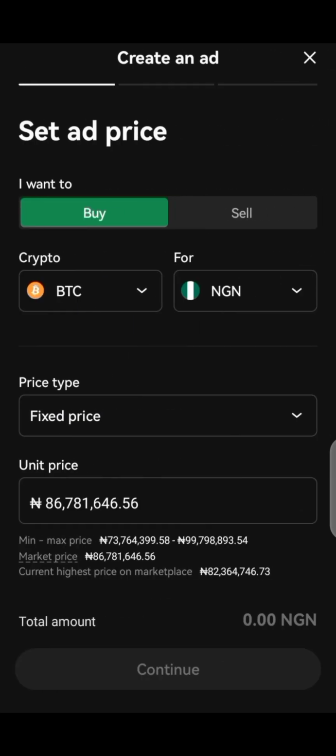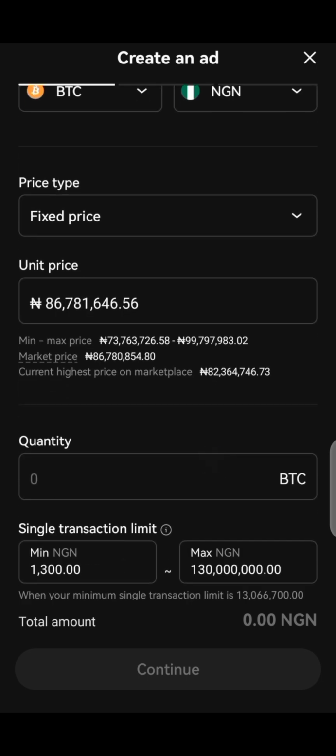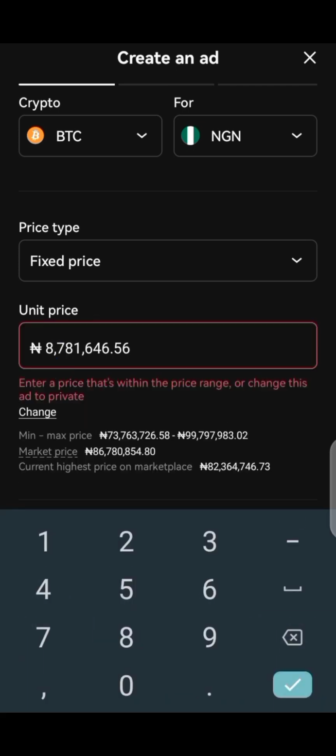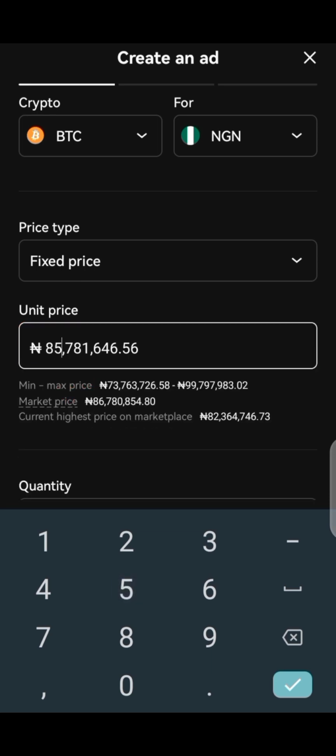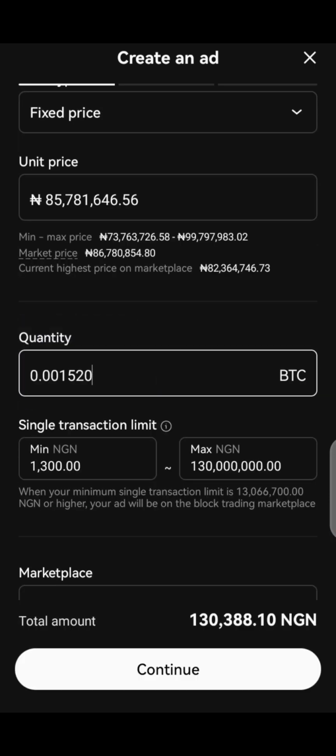What you need to do is click here, click on create ads. Once you click on create ads, this is the interface that will pop up. You can see the unit price here is actually from 86, but since people are selling from 86, you can set your own to be outstanding. You remove this 6 here and put 5, and put in the amount of BTC you have. That is the amount of BTC you have.